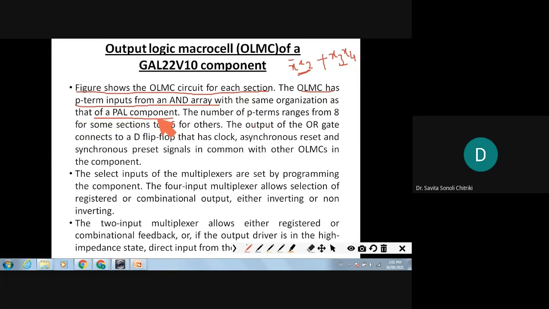The OLMC has the P term inputs from the AND array with the same organization as that of the PAL component. The number of P terms ranges from 8 for some sections to 16 for others. So the P terms from the AND gates range from 8 to 16, right? The output of the OR gate connects to the D flop that has a clock. See there.